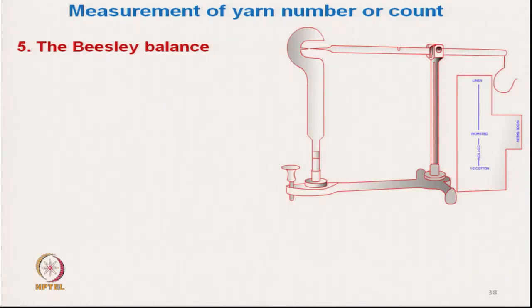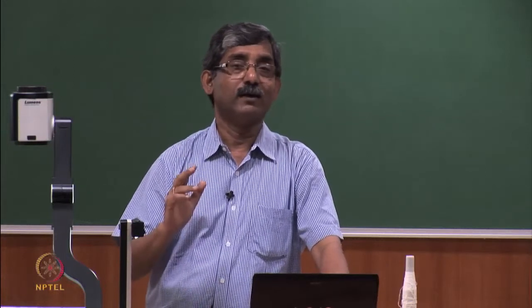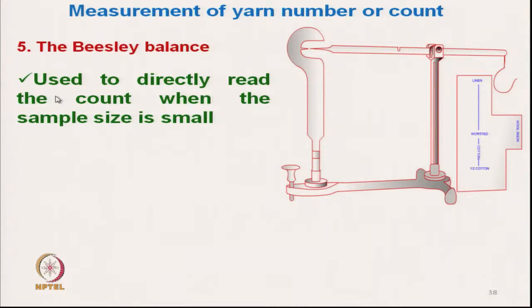And the last process is the Beasley balance. Using this balance, with small cut lengths, we can measure the yarn count directly, and in this method we can also get the yarn count or linear density in different measuring systems. It is used to directly read the count when the sample size is small. So, we can directly get the count of the yarn. Okay.